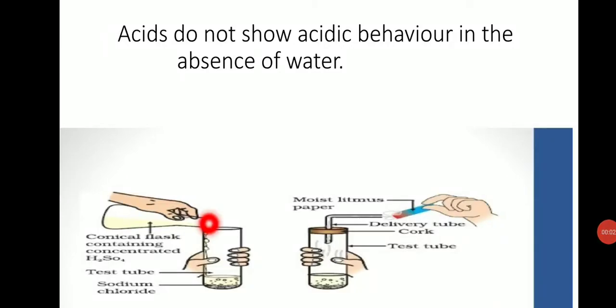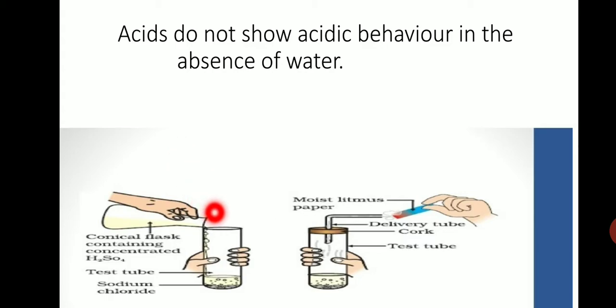Take a test tube, add solid sodium chloride. To this, add a few drops of concentrated sulfuric acid and heat it. In the chemical reaction, a gas is evolved, that is hydrogen chloride gas, not hydrochloric acid. It produces hydrogen chloride gas. So we know that it will escape.